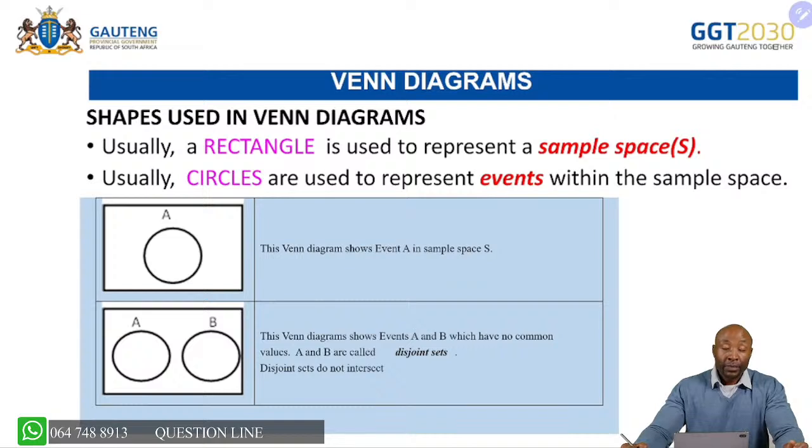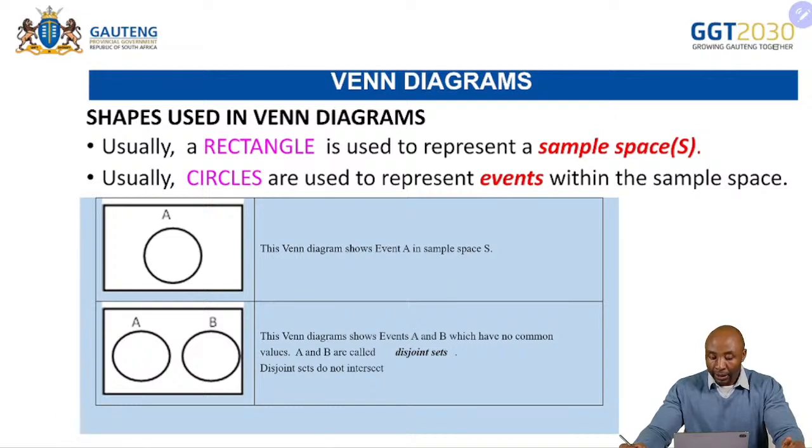Now, you are going to see diagrams like this as we move forward. You can see that we have event A represented by that circle in the Venn diagram, and we have our rectangle to represent our sample space. In the second diagram underneath, we have a Venn diagram representing two events A and B that do not overlap. They are disjoint, they do not intersect.